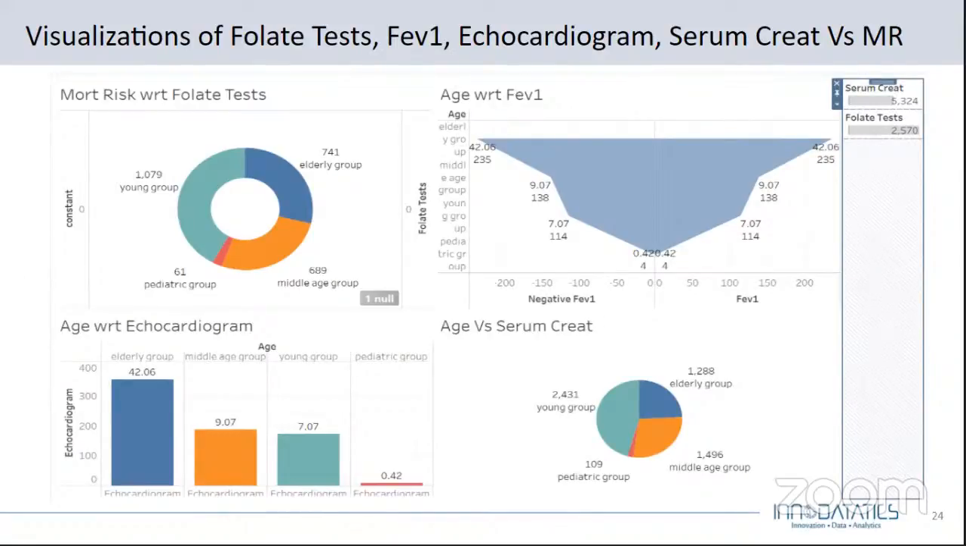Here come some of the tests like the folate test. Here it shows whether the patient has taken the test or not. Most of the young age group people have taken the test. And next comes the FEV1. It is a medical test majorly taken by the elder age patients. And next comes the echocardiogram, which is popularly called ECG. It is a heart functioning test, which is majorly taken by the elderly age group patients. Next test comes to serum creatinine. It is a medical test majorly taken by the young patients. And these tests do not affect the mortality risk highly.